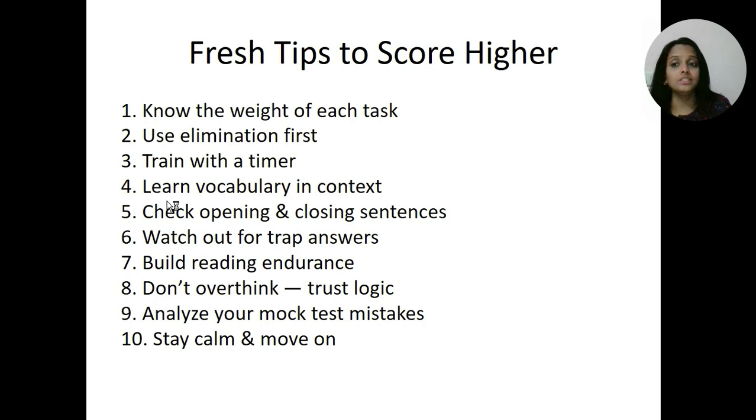And fourth one is expand your vocabulary through context, not lists. Instead of memorizing random word lists, practice by reading short academic passages daily and noting how words are actually used. Okay. And the fifth one, check opening and closing sentences. Sixth one, you have to watch out for trap answers. You need to be really careful in this. And try to build reading endurance. Try to develop your reading endurance.